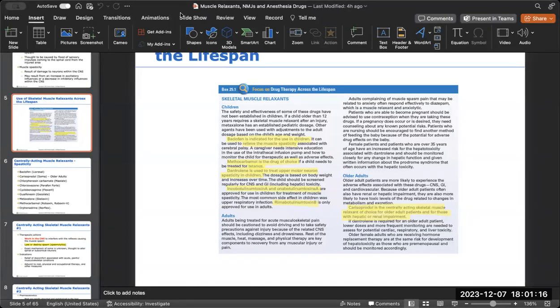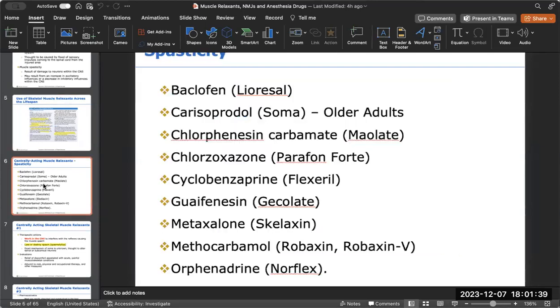But remember, our elderly population is always at risk for renal or hepatic issues. So a really good drug of choice for them, because it's a centrally acting skeletal muscle relaxant, is carisoprodol. That's a really good drug of choice for an older adult patient, especially if they have hepatic or renal impairment. So we can give this safely to our older adult population.